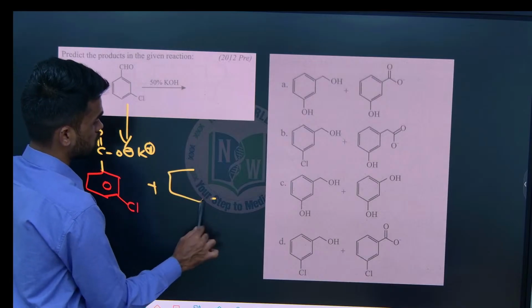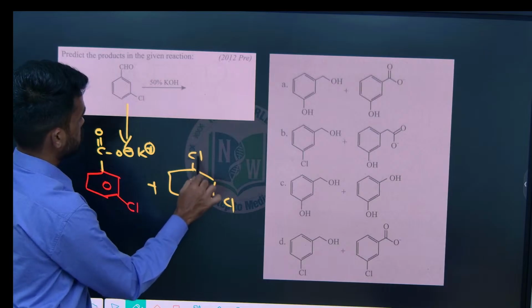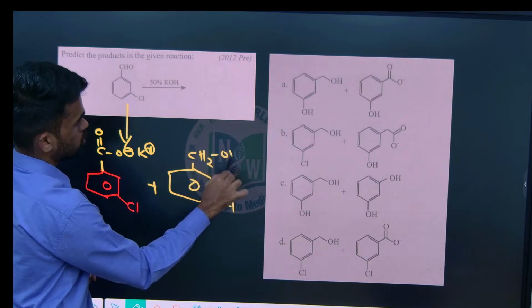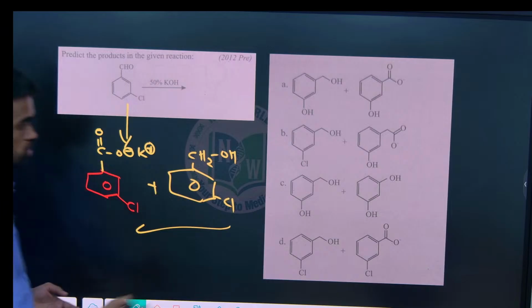The reduction product is what? Cl, CH2OH. So where do we have such an option? Option D is your perfect answer.